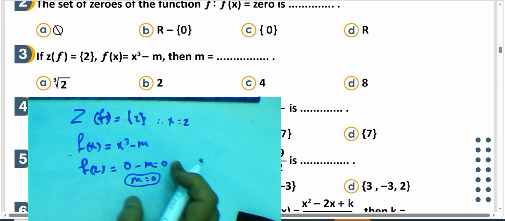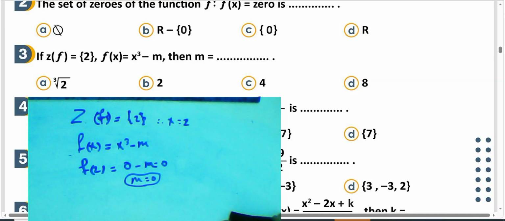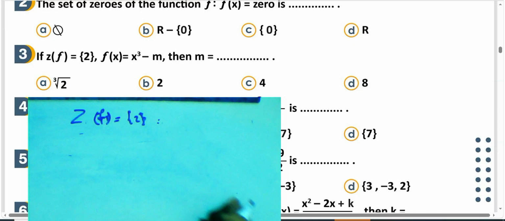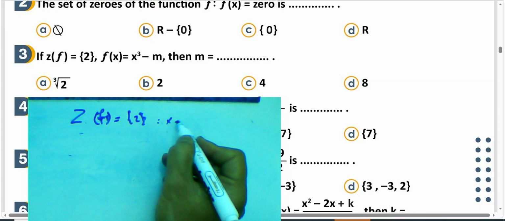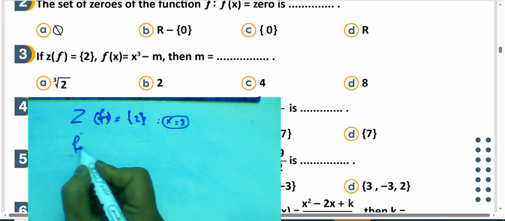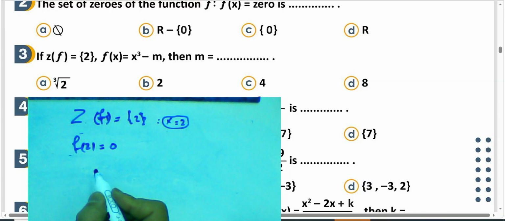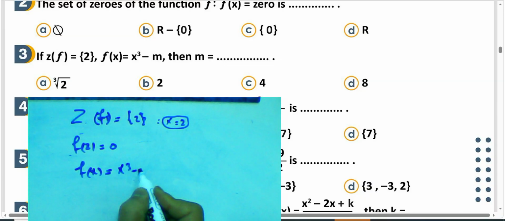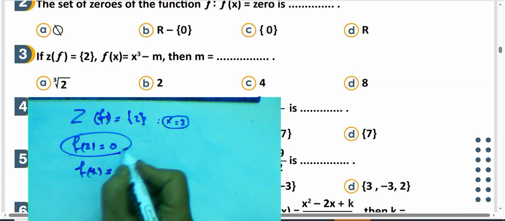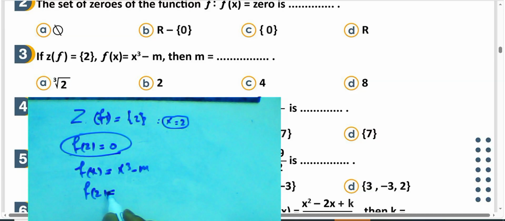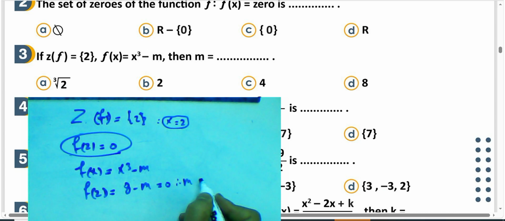Wait, the zero of the function equals 2, not 0. Again, the zero of the function equals 2, then x will be 2, then f of 2 will be 0. He gave you in the example f of x equals x power 3 minus m. Then put this relation: f of 2 equals 2 power 3, which is 8, so 8 minus m equals 0, then the value of m equals 8. Okay, choose letter D.